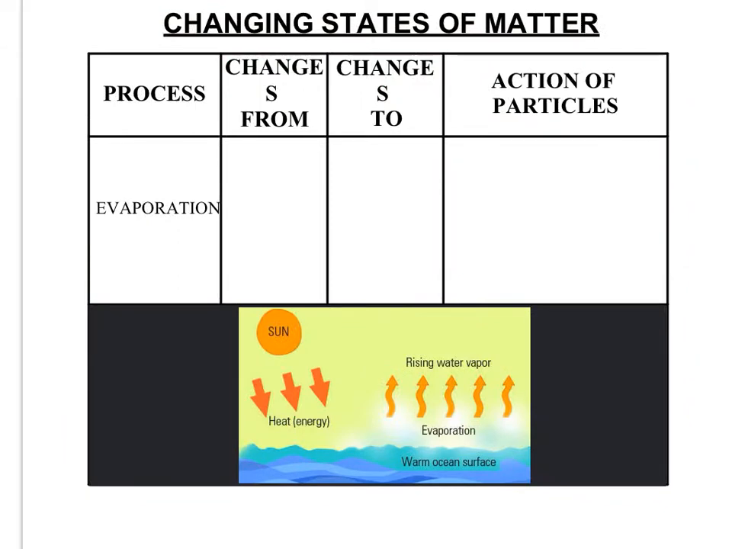To begin identifying the changing states of matter, we're going to look at the process. So the first process is evaporation. When we're evaporating something, what state of matter is it changing from? The picture could help you. We have heat from the sun, right? We've got a warm ocean surface, and then it also shows water vapor. So what state of matter, a solid, liquid, or a gas, do we first start with in evaporation?